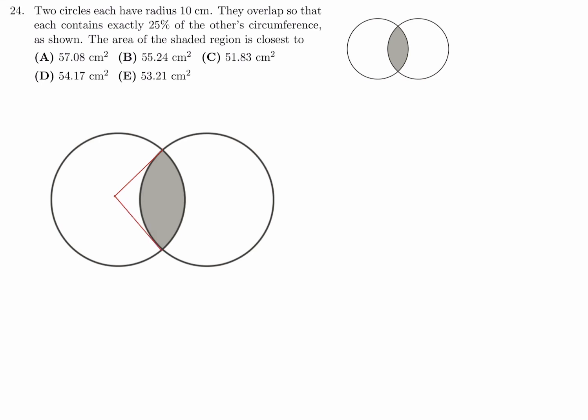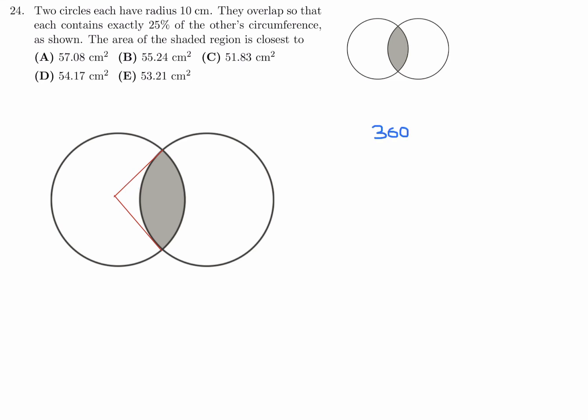Now, this piece of information is important. They overlap so that they each contain 25% of the other's circumference. So that means this segment represents 25% of the total circumference all the way around, like that. What that basically means, the interpretation of that, is that this angle is 25% of the total angle. Now the total angle all the way around is what? 360, right?